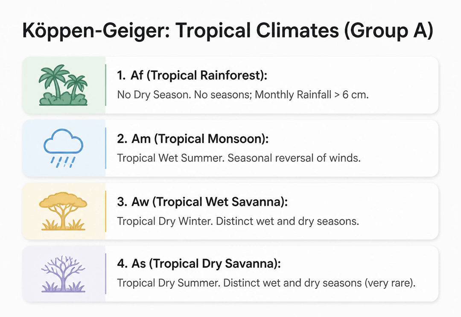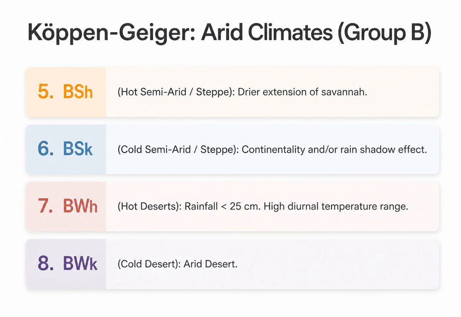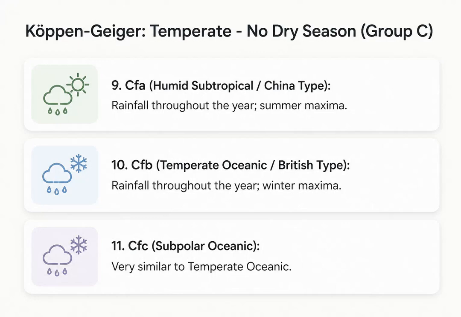For the arid climates, BSh is the hot semi-arid steppe, acting as a drier extension of the savanna. BSk is the cold semi-arid steppe, often caused by continentality or rain shadow effects. BWh represents hot deserts with less than 25 centimeters of rainfall and drastic temperature changes between day and night, while BWk represents cold deserts.